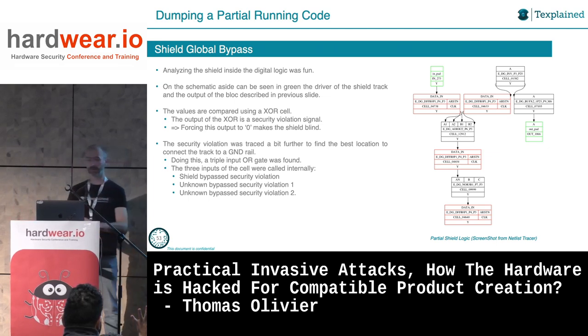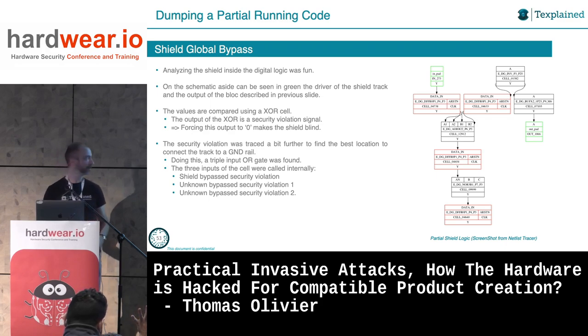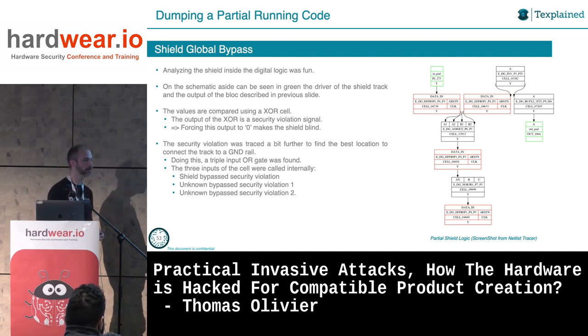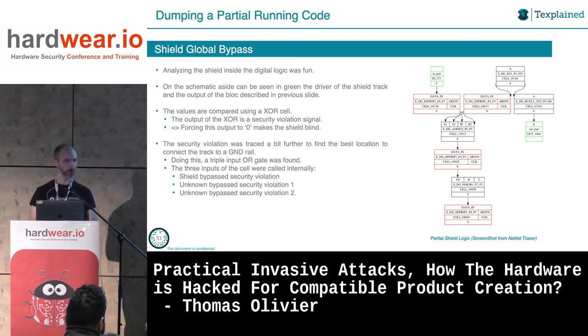Funny part, and I always say, if I find this, I would do a talk, and I'm here today: this cell is an OR, right? And this is interesting, because this signal, you can call it security violation for the shield, right? It arrives on the OR, so it means that the two other inputs for the OR gate here are probably security interrupts too. So now, if you go just after this cell, right, and you put this line to VCC, not only is the shield not active anymore, but the two other countermeasures are dead, right? So you don't know what they are, but they will not work, right?